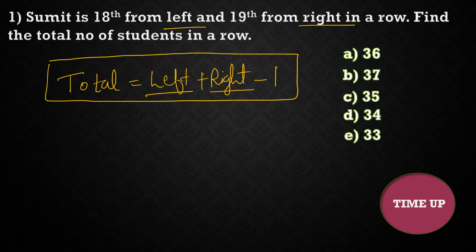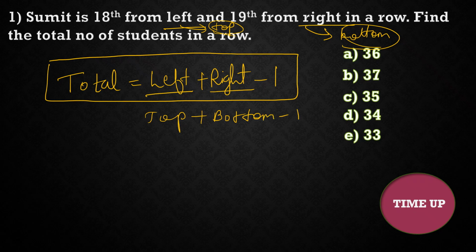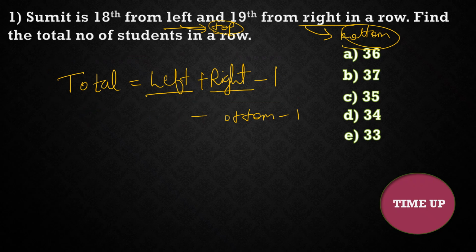If it was top here, instead of left it was top and instead of right it was bottom, then no problem. Only words have been exchanged. The formula remains the same. Top plus bottom minus 1 you will do. That gives you the total. Understanding? So we will solve this.